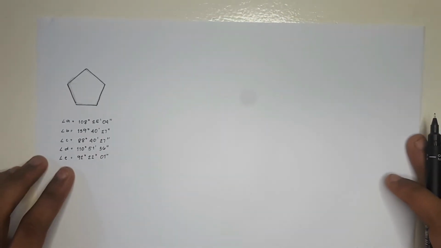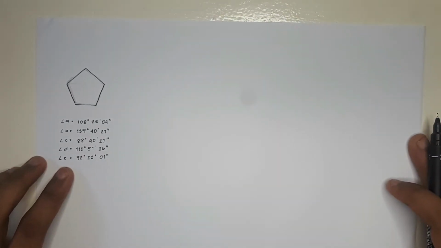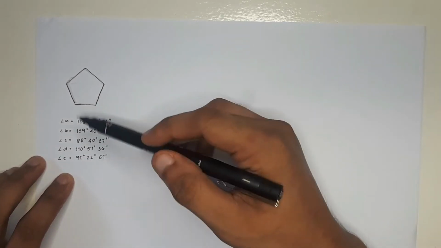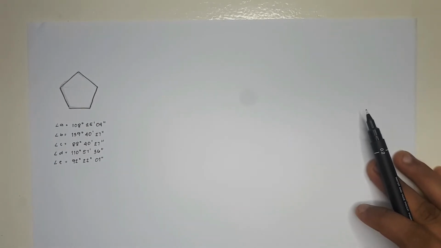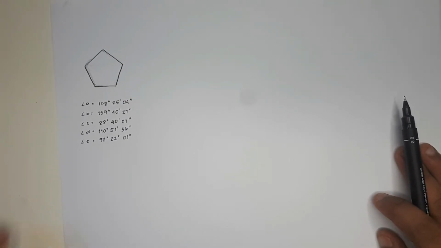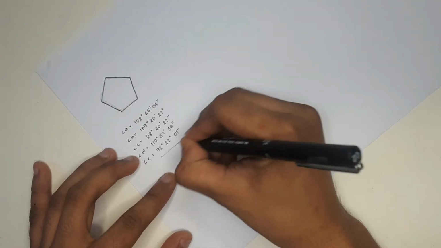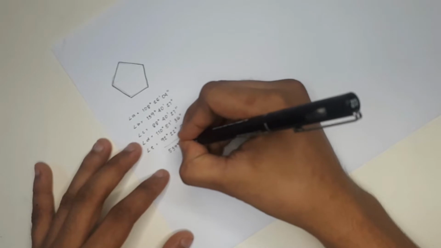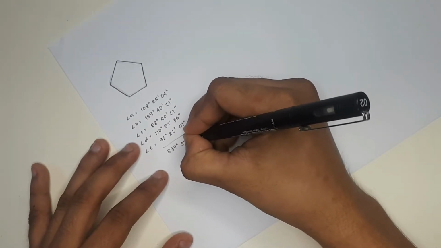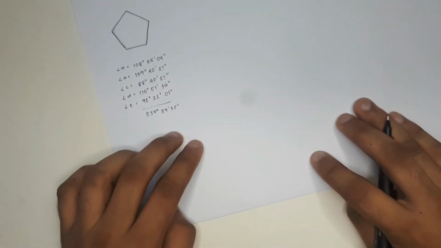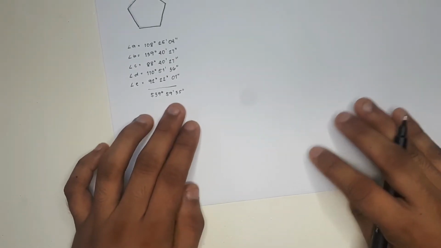First, we have to get the sum of all angles. We just have to add all of these angles. To add these, we need to use our scientific calculator. So this will be 539 degrees 35 minutes 59 seconds. This is the summation of all angles.